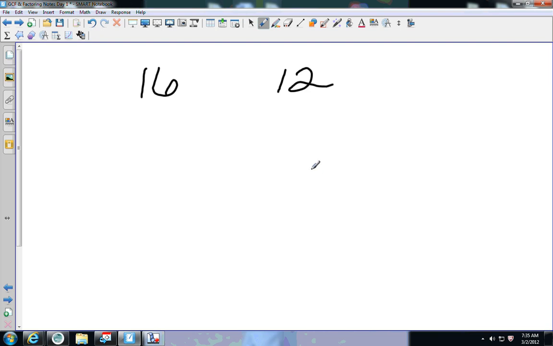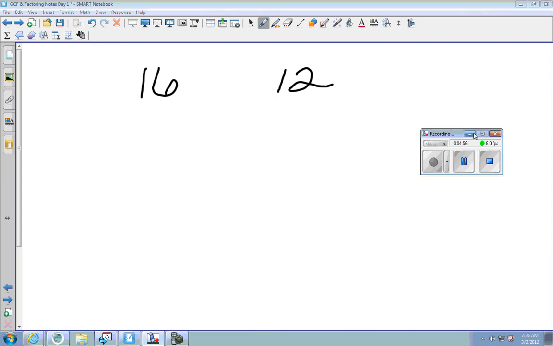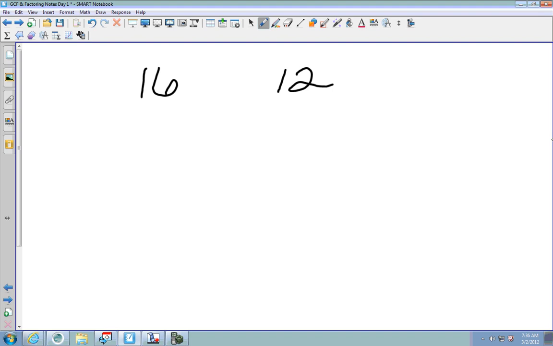Okay, so what if I had the numbers 16 and 12? I want you to think about these numbers, and write down what is the greatest common factor of these two numbers. Okay, to find your greatest common factor, first off, let's think about this. Give me two numbers that multiply together to give you 16. 4 times 4 does work.